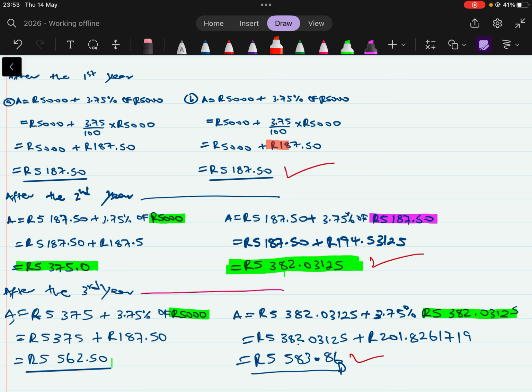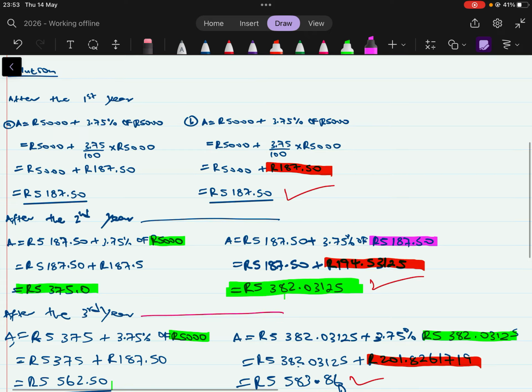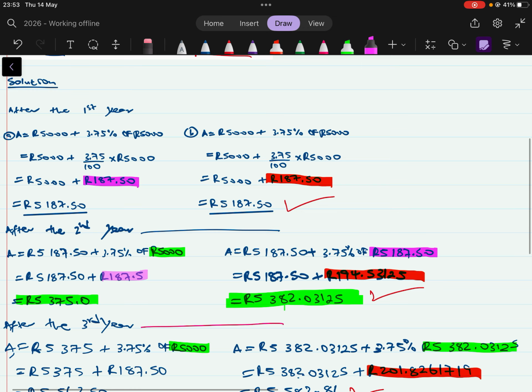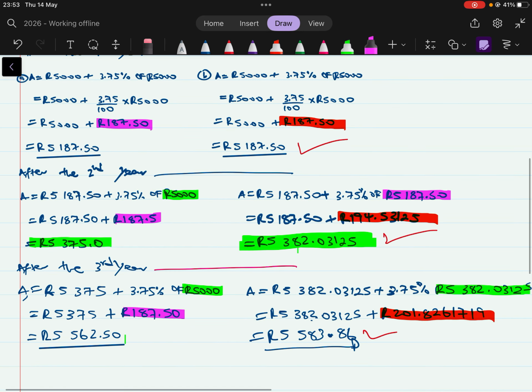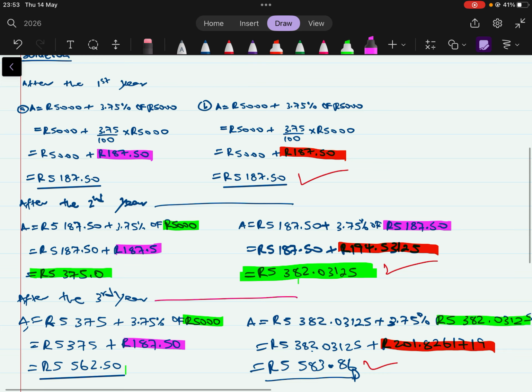The first year you got 187 rand 50 cents, second year you get 194 rand 53 cents, in the third year you get 201 rand 83 cents. So it always goes up, the amount of interest that you get with compound interest in comparison to simple interest, where it's always the same. As you can see, it's always 187.5. This is the interest you earn at the end of every year.